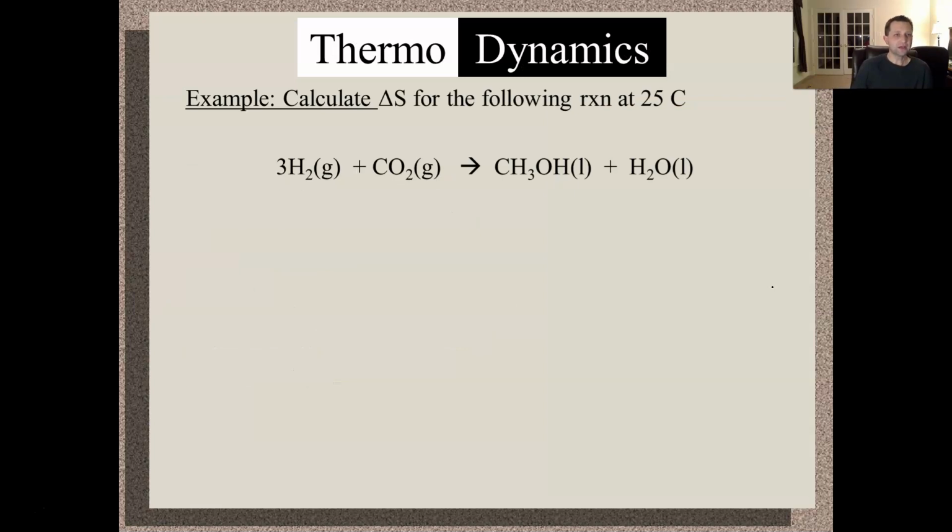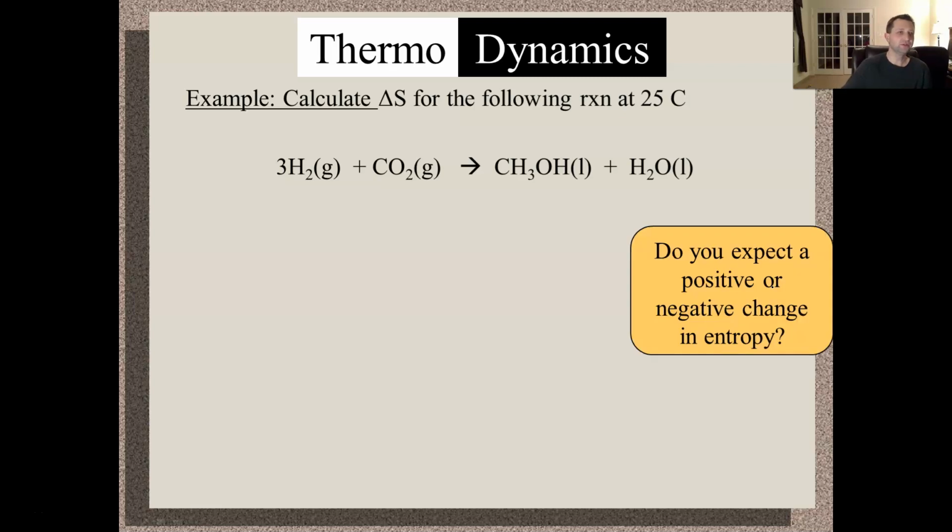So let's take a look at how we calculate delta S for a reaction. This is really, really easy. We did the same strategy back in the Hess's law lessons that you guys looked at. So here's our chemical reaction. We have 3H2 plus CO2 yields CH3OH plus H2O. And it says, do you expect a positive or negative change in entropy?